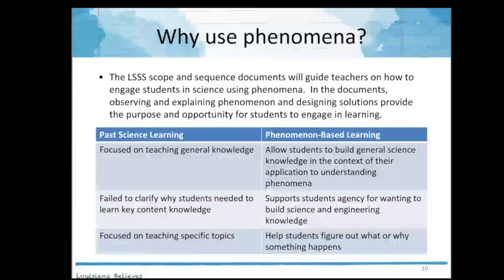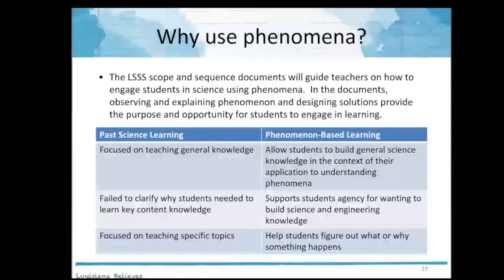Secondly, we failed to clarify why students needed to learn key content knowledge in the past. And now with phenomenon-based instruction, we are supporting students' agency for wanting to build science and engineering knowledge. So if I'm a fourth grade student and I am learning about Louisiana's disappearing coastline, after I have gone through a series of investigations, I now see the importance of being an engineer and putting on that engineering hat and trying to figure out and design a solution to overcome the issue of Louisiana's disappearing coastline.